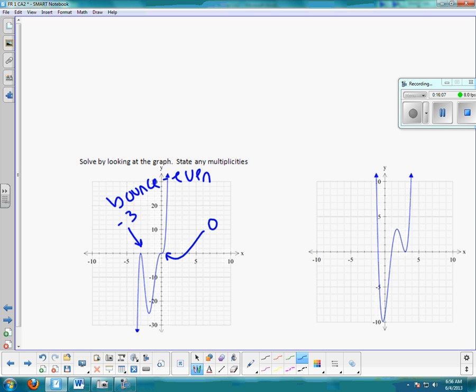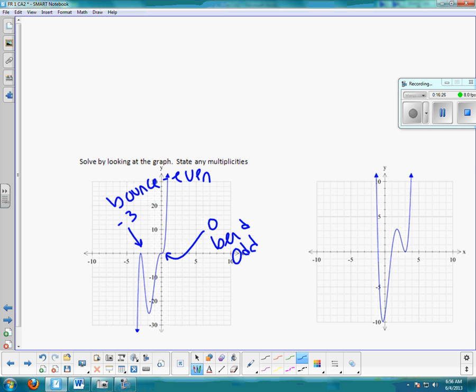And 0 represents a bend because the graph is not just going through, it's bending. Bends represent odd multiplicity. And so this means that 0 occurs either 3, 5, or 7 times. It can't occur once because that would just represent going through once.